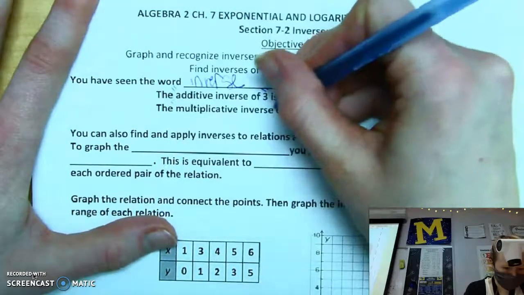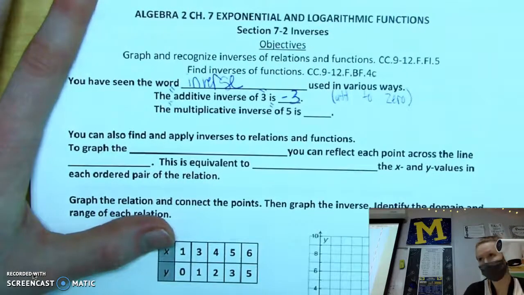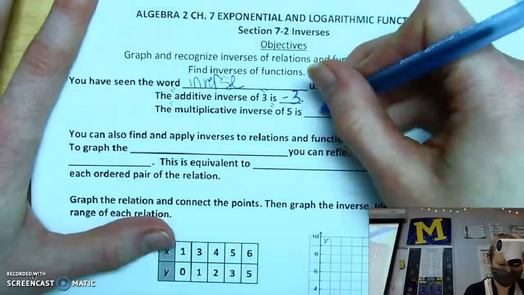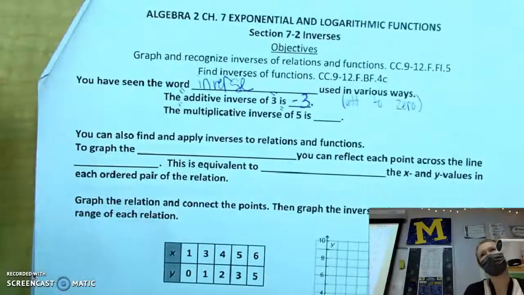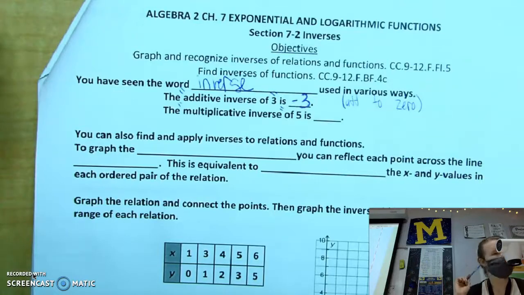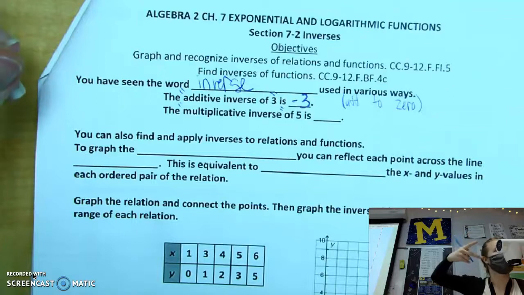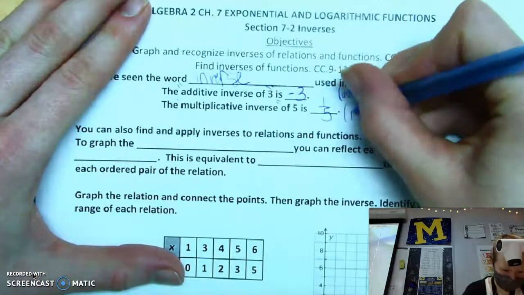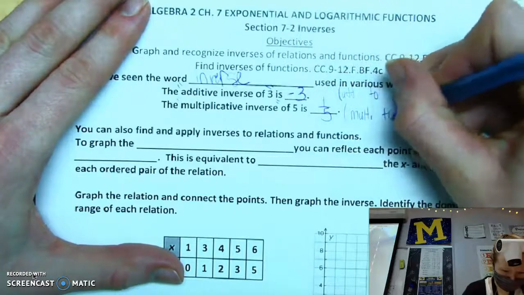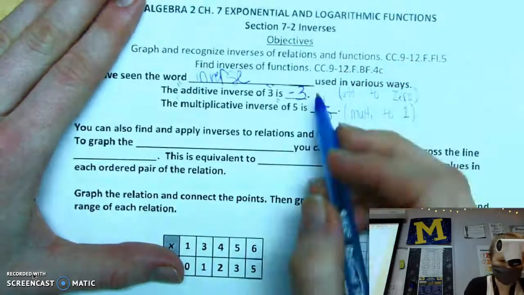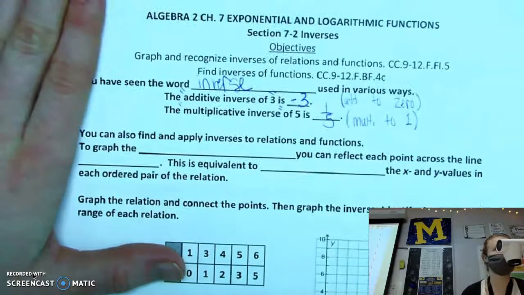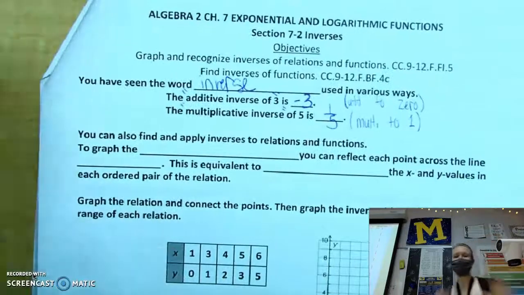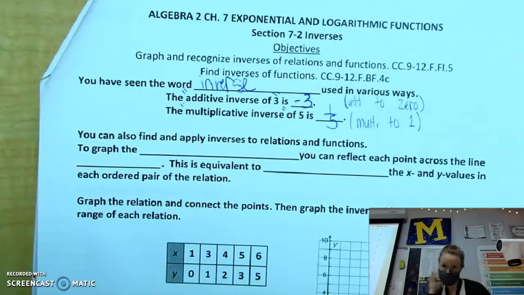Multiplicative inverses. The multiplicative inverse of 5 is, that's a different property that I can't think of the name of. So multiplicative inverse is sort of like the reciprocal. So it's 1/5. The goal is to multiply to be 1. So if I were to multiply 5 times 1/5, that would get me to 1, right? So there's different ways to use the term inverse.